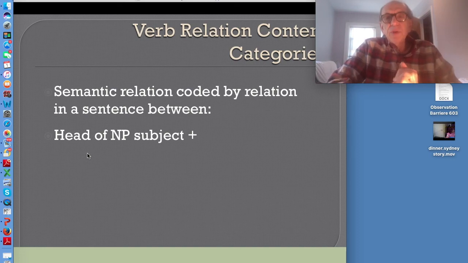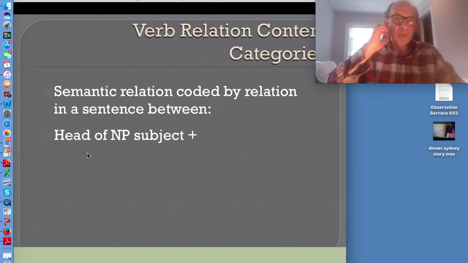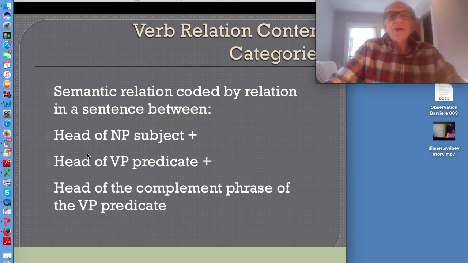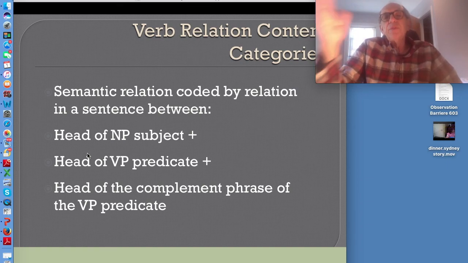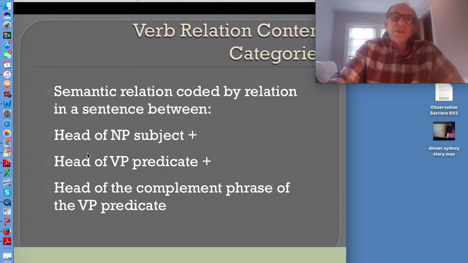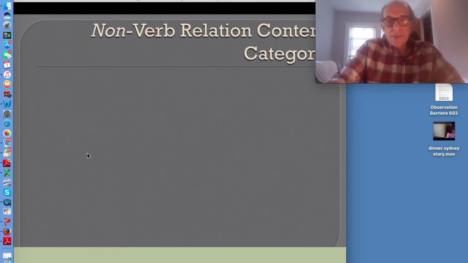So a verb relation content category is a content category coded by the relationship between the head of the noun phrase subject, head of the verb phrase predicate, and head of the complement of the verb phrase predicate. Those heads get special prominence in our analysis of semantic relations or content categories in sentences.